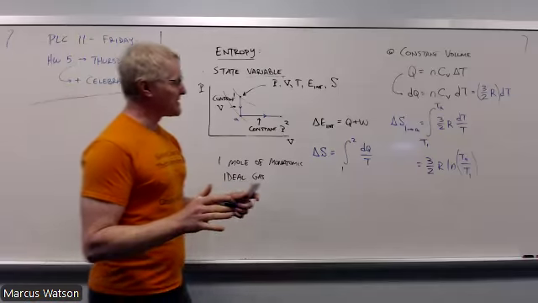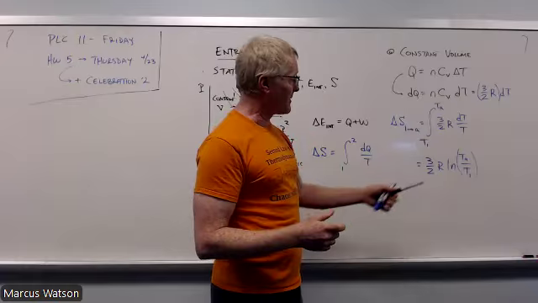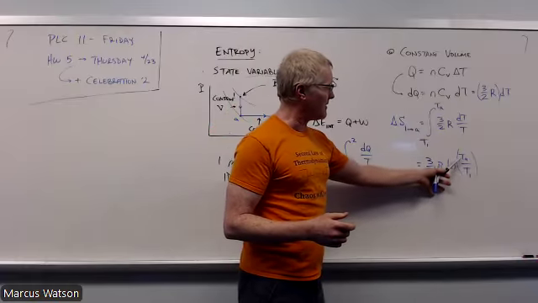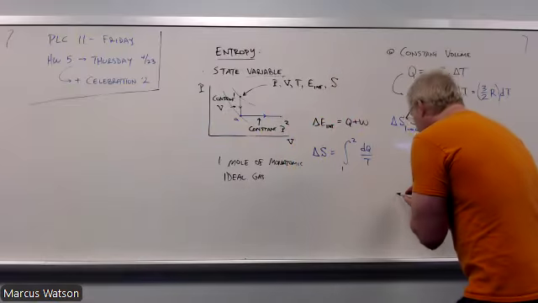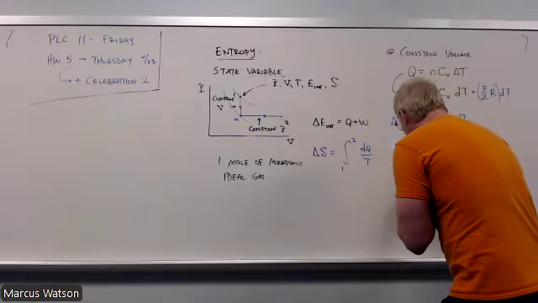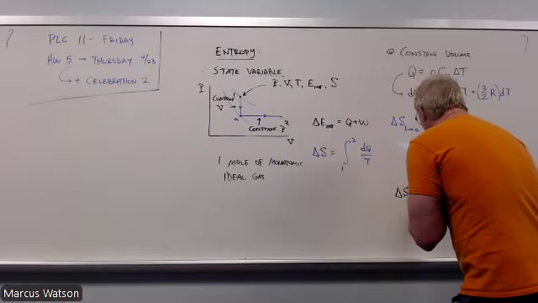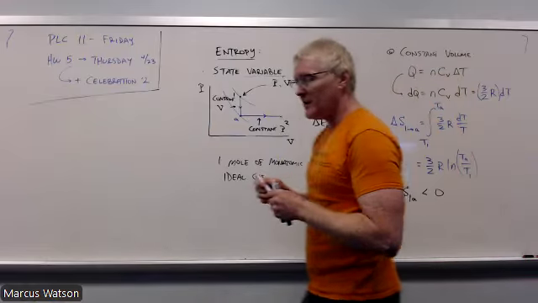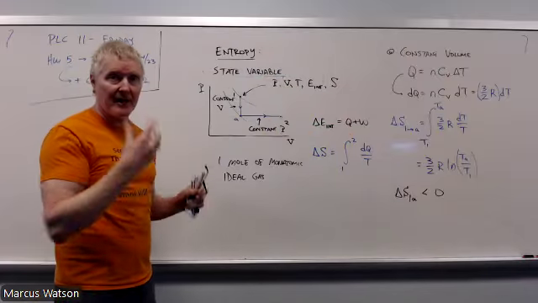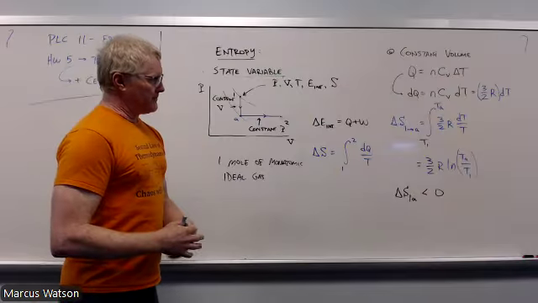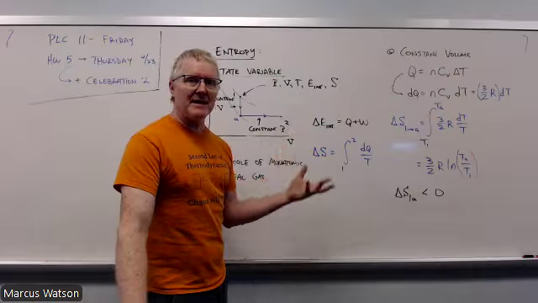What I want to say about this is that it is definitely going to be a negative number, because the natural log of this ratio gives me a minus sign in the final answer. So delta S from 1 to A is going to be less than 0. The reason for that is because I removed heat from the ideal gas. Now, how does that make sense?